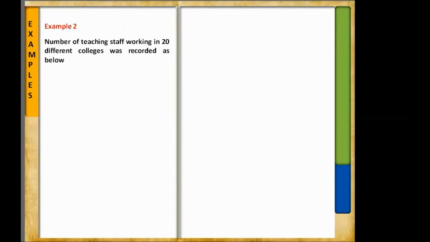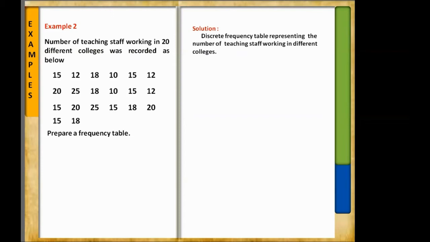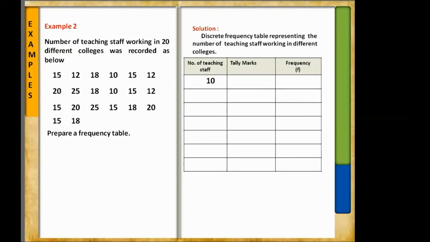Example 2. Number of teaching staff working in 20 different colleges was recorded as below. Prepare a frequency table. Discrete frequency table representing the number of teaching staff working in different colleges. Here also, we need to write the numbers in ascending order and mark the tally mark. In the third column, write their values. At last, write the total.